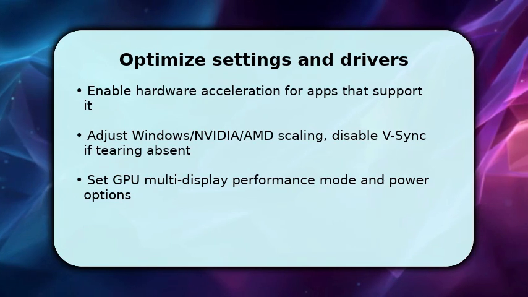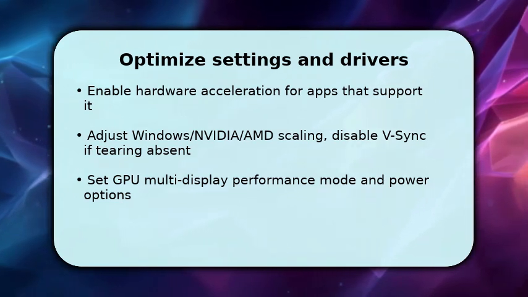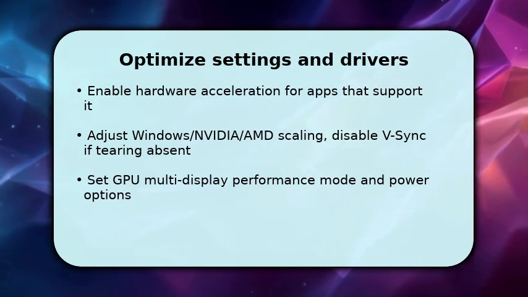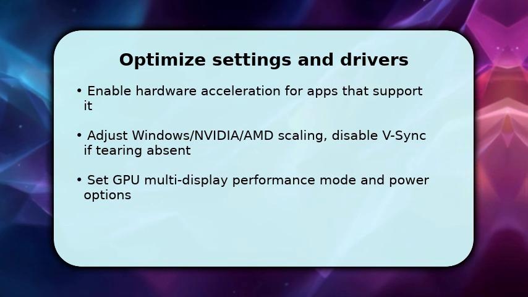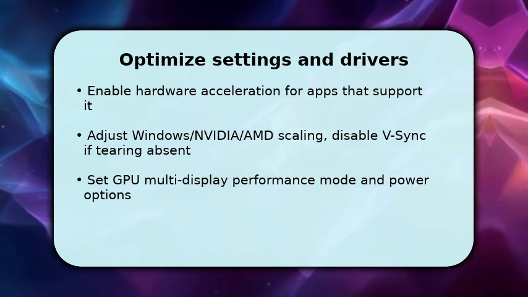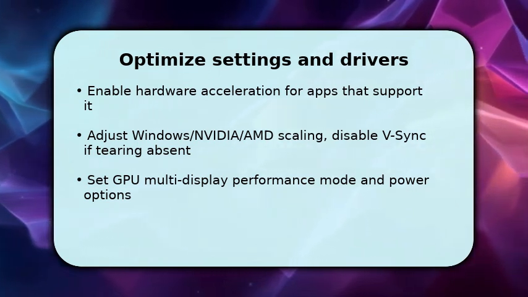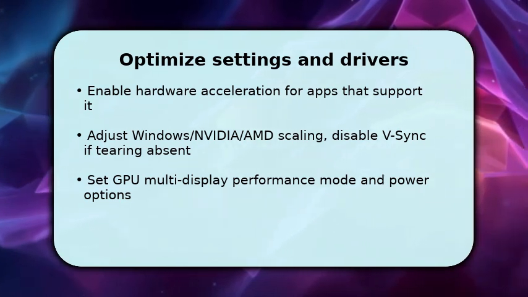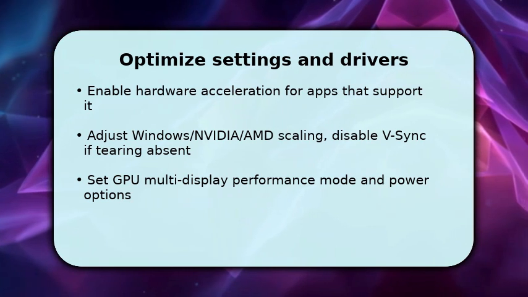Next, dive into driver and OS options to reduce frame queuing and input lag. Open your GPU control panel and set multi-display performance to favor performance, not quality, and disable unnecessary post-processing. Enable hardware acceleration in browsers and productivity apps so the GPU handles rendering.